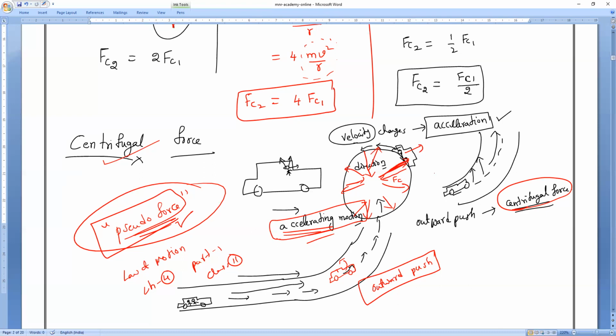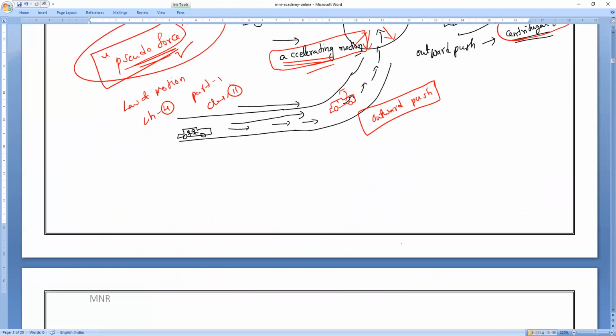Sir, this is equal and opposite to the direction of whom? Opposite to the direction of centripetal force. Full stop. Centrifugal force is a pseudo force and not a reaction force.